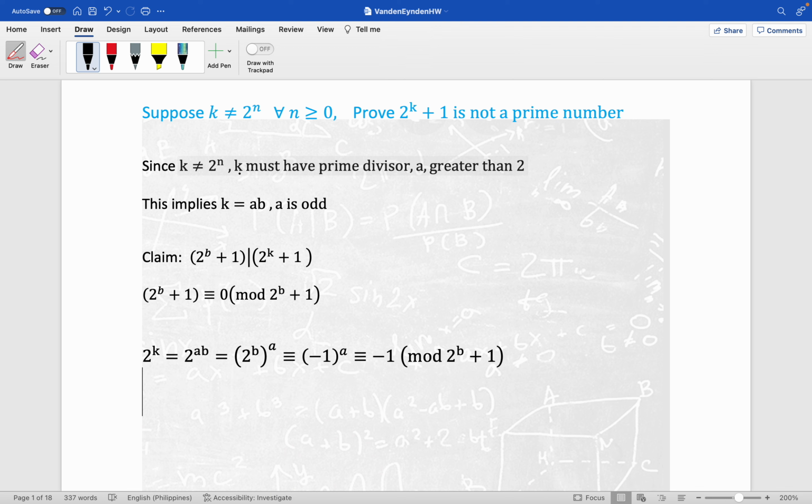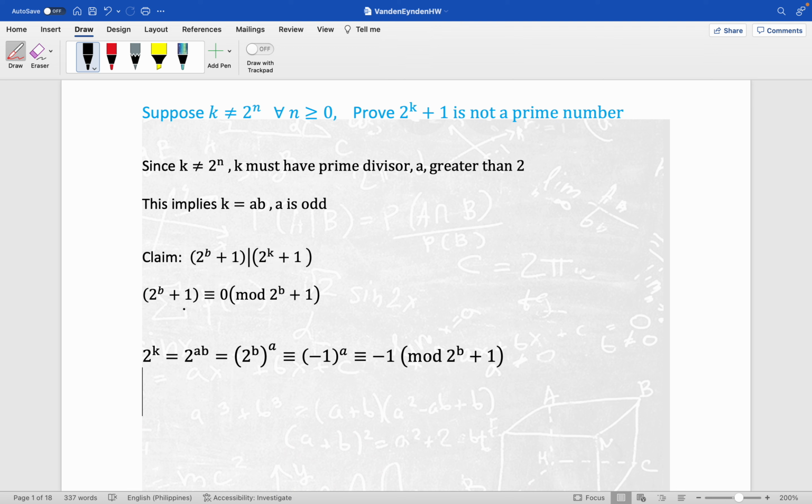2 is the only even prime. Every other prime is an odd number, right? So that means k has to equal a times b, where a and b are integers, but a is odd, which is more important than it being prime in this proof. Now, this is what I'm claiming. I'm trying to establish that 2 to the b plus 1, the same b that we get right up here, is a proper divisor of 2 to the k plus 1.